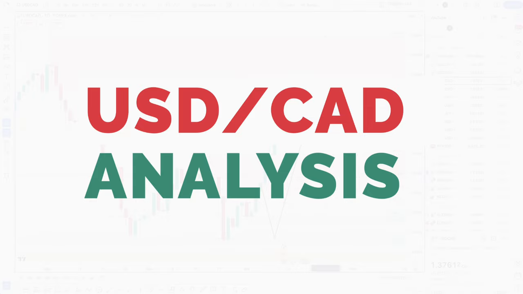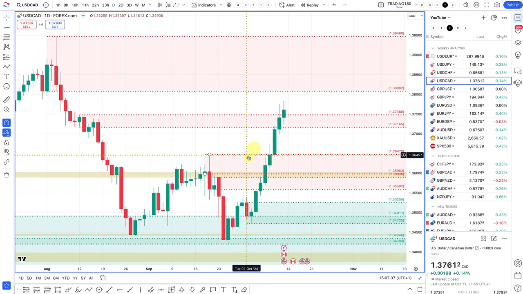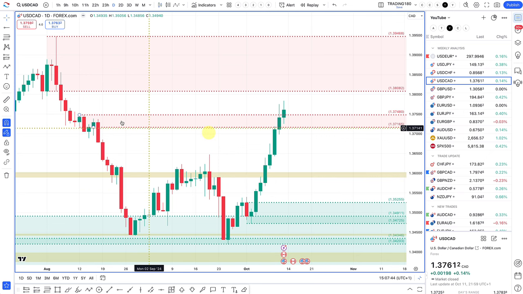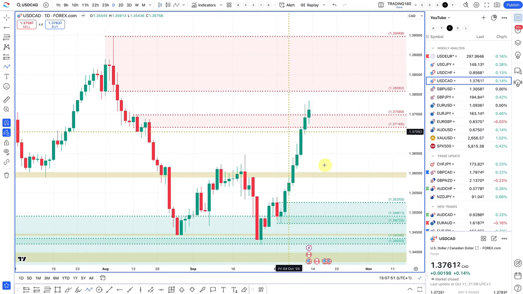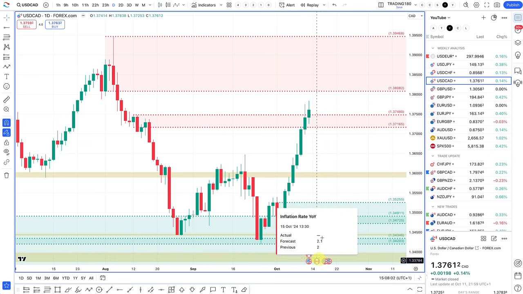Dollar CAD was on my list, but there was some decent news out of Canada on Friday in terms of unemployment data. So I think the Canadian dollar weakness might be a little overdone now. I do think there might be some Canadian dollar strength. We do have some data coming out this week which may confirm that. So we've got the unemployment rate, which came in at 6.5, and then we've got inflation year on year.